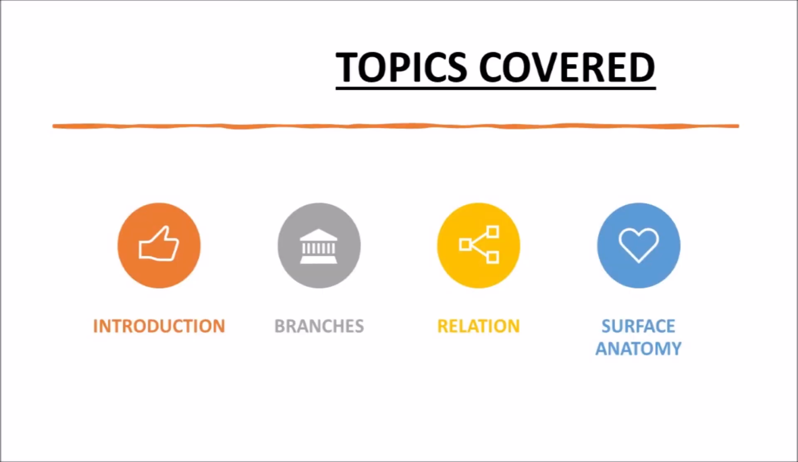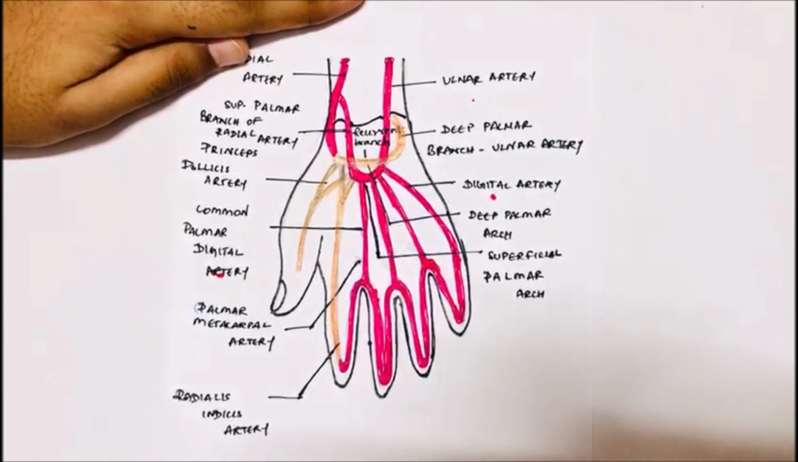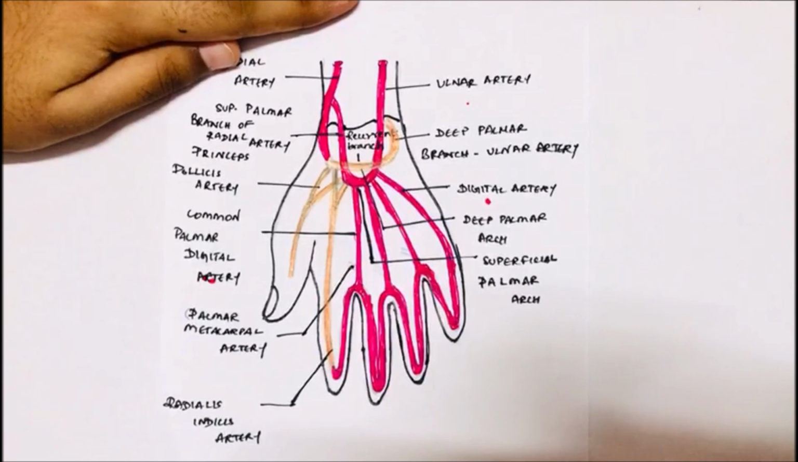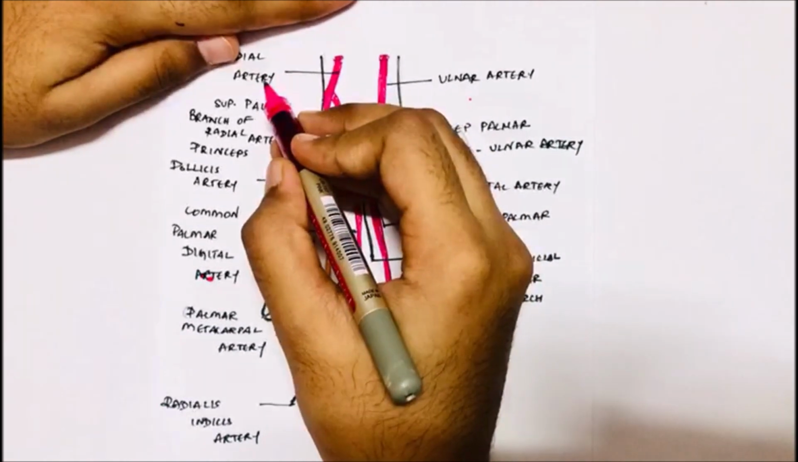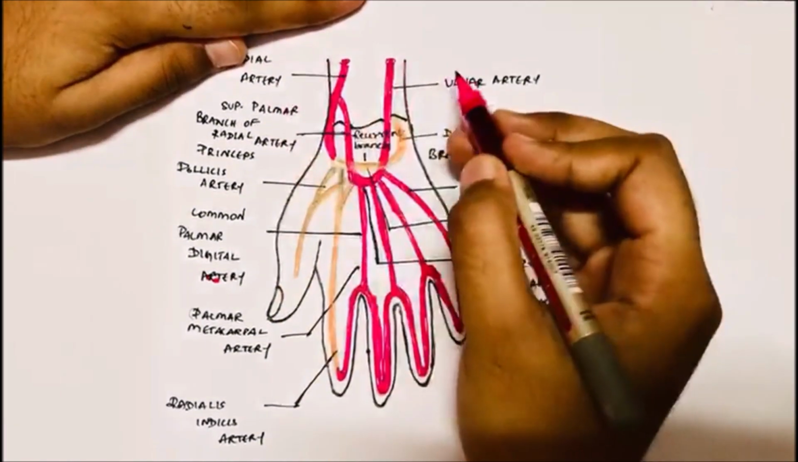The topics to be covered under this short note are its introduction, branches, relation and surface anatomy. Now I will be explaining the deep palmar arc in detail. The deep palmar arc is a direct continuation of the radial artery and the arc is completed medially by anastomosing with the deep palmar branch of the ulnar artery.